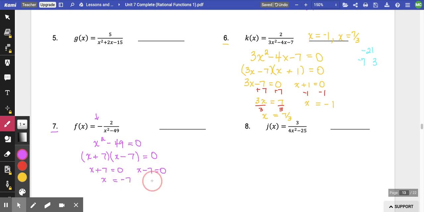So I get x equals -7 and x equals 7. So again, this one has 2 vertical asymptotes, and I'm going to list them in order from least to greatest.